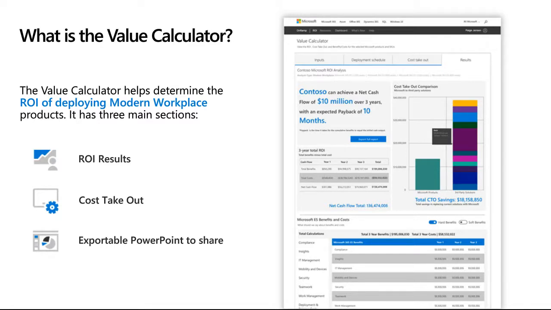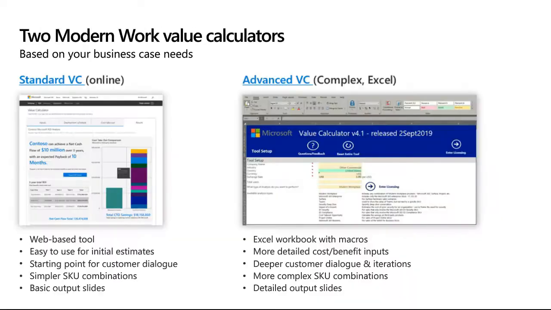Demonstrating the business value of moving to Microsoft 365 is a vital step in the sales process. Based on work and analysis by Forrester as part of the TEI studies for Microsoft 365, Office 365, Windows 10 and Surface, Microsoft has created a powerful ROI tool you can leverage with your customers.